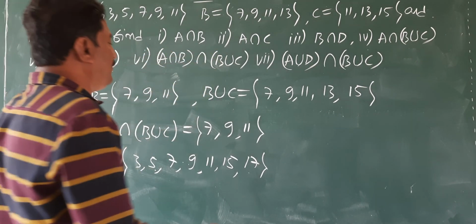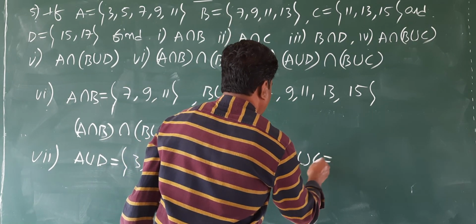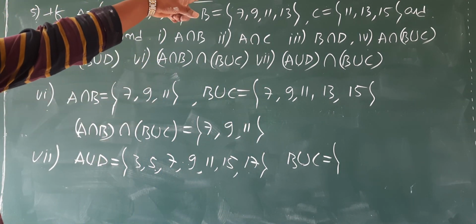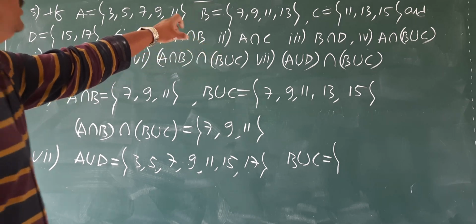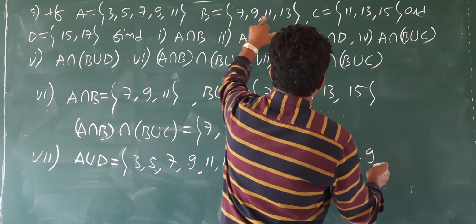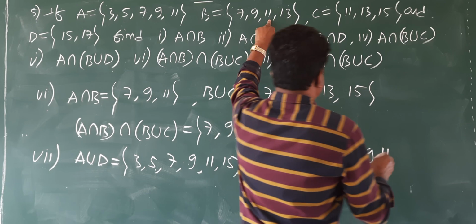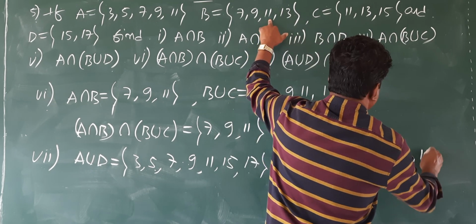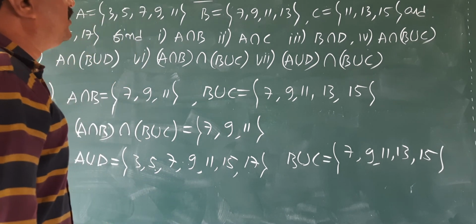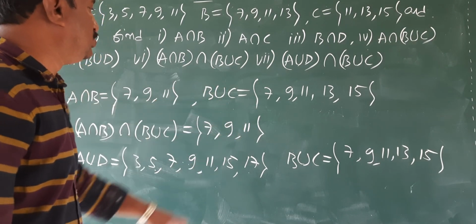Next, you find out B union C. B and C, unite them. B union C is 7, 9, 11, 13, 15. Now let's go for intersecting these two.